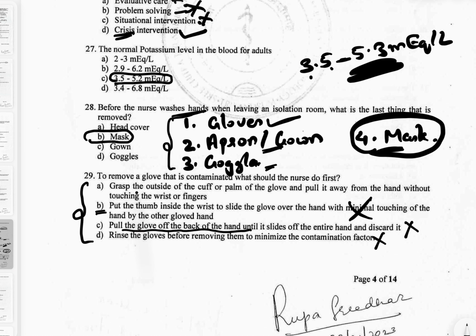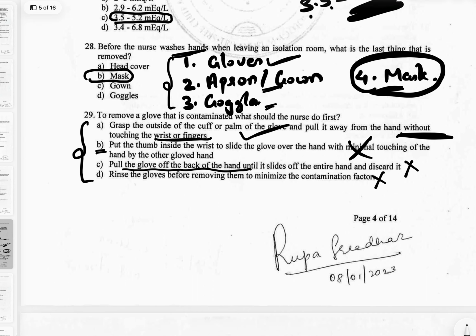The first option is, grasp outside of the cuff or palm of the glove, pull it away from the hand without touching the wrist or finger. So this is the right answer. We are going to grasp the outside of the cuff and pull it outside. We are not going to touch anything anywhere. Okay, so option A is the right answer for that question.